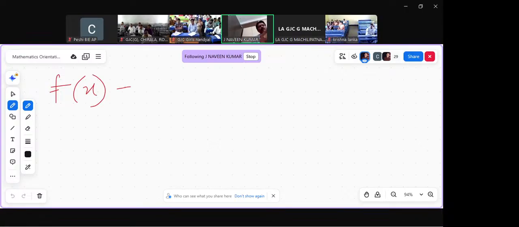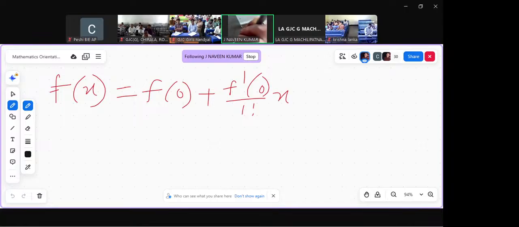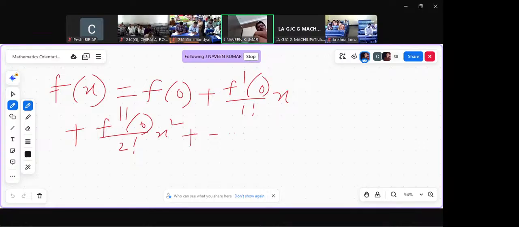f of x is equal to f of 0 plus f dash 0 by 1 factorial into x plus f double dash 0 by 2 factorial into x square, and it will continue like that, plus so on. With the help of this simple shortcut formula, you can write any mathematical expansion.